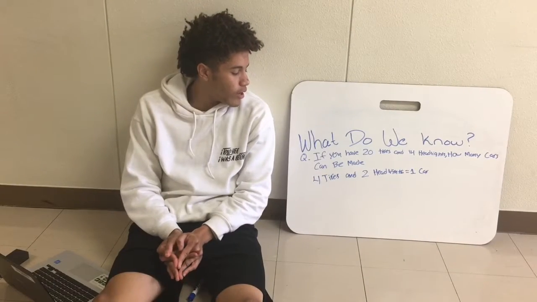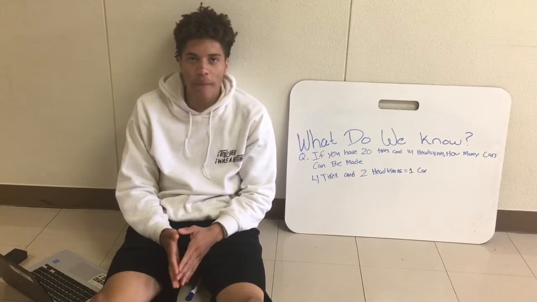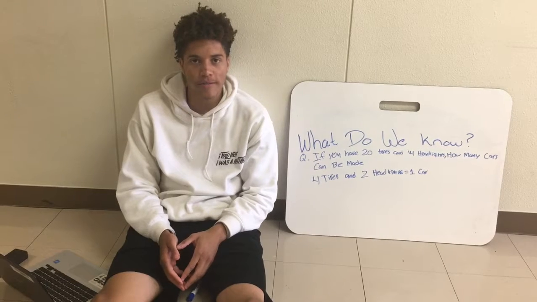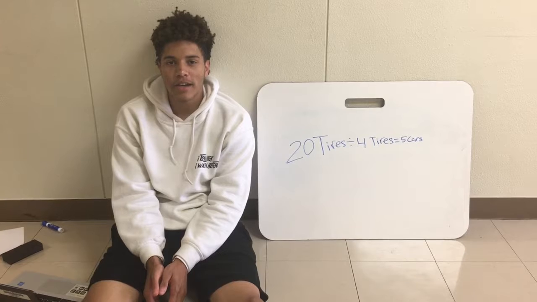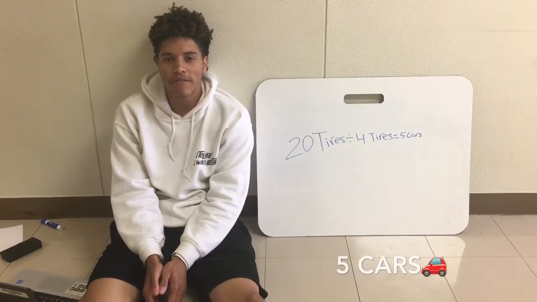So let's start off with what we know. The question is asking if you have 20 tires and 14 headlights, how many cars can be made? We also know that 4 tires and 2 headlights equals 1 car. So you take the 20 tires from the question, divided by the 4 tires needed to make 1 car, which means you could possibly make 5 cars if there are enough of the other pieces.